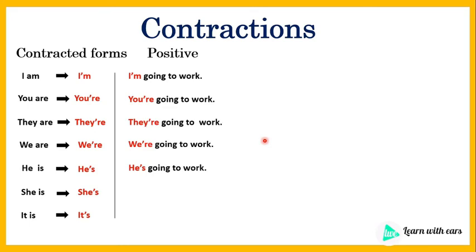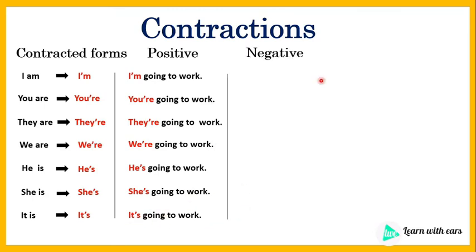He's going to work. She's going to work. And it's going to work. Okay, I'm going to work. You're going to work. They're going to work. We're going to work. He's going to work. She's going to work. It's going to work. Right? Now let's see negative sentences.